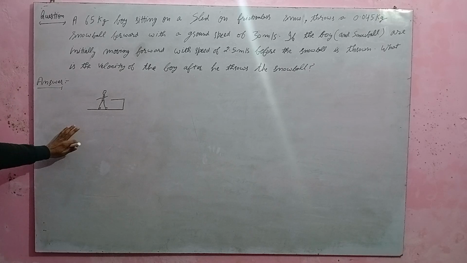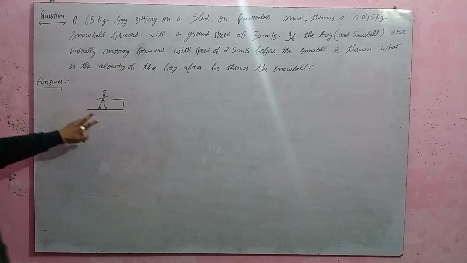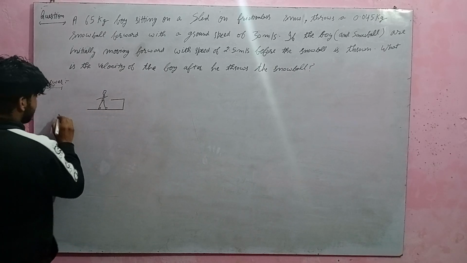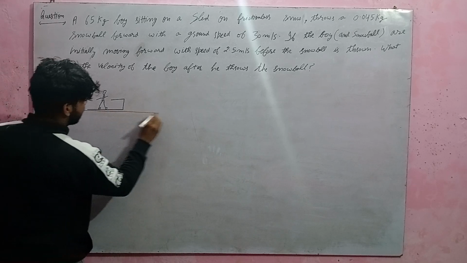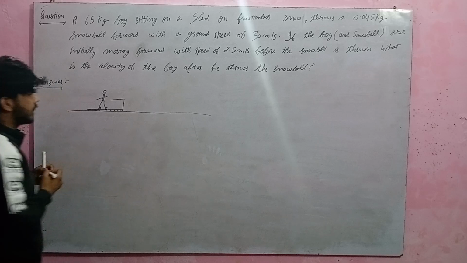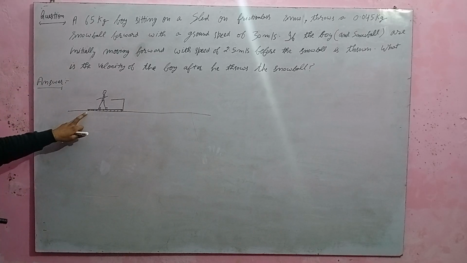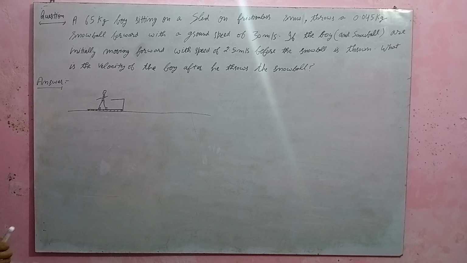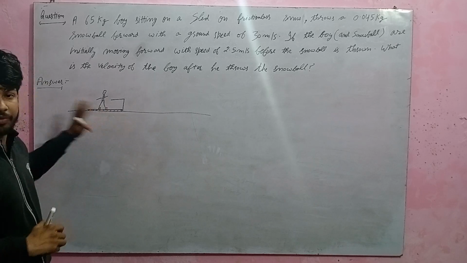Like that, on a frictionless snow. That means the friction between the surface and this sled is zero, so this surface is frictionless.